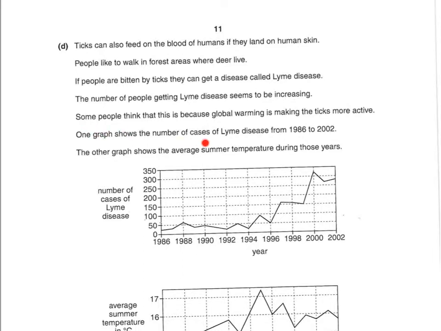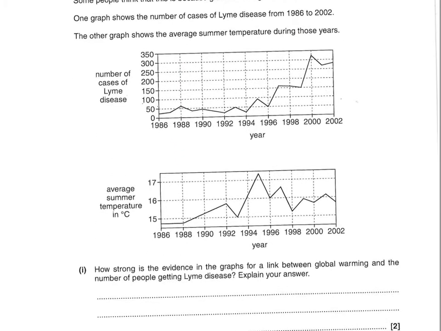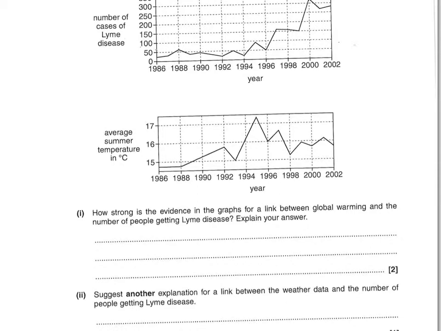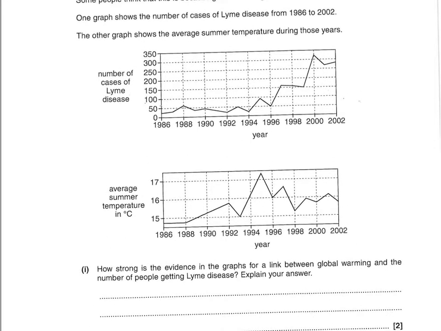One graph shows the number of cases of Lyme disease from 1986 to 2002. The other graph shows the average summer temperatures during those years. So there's your two graphs. How strong is the evidence in the graphs for a link between global warming and the number of people getting Lyme disease? Explain your answer.